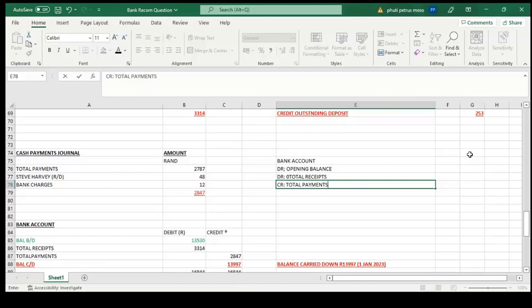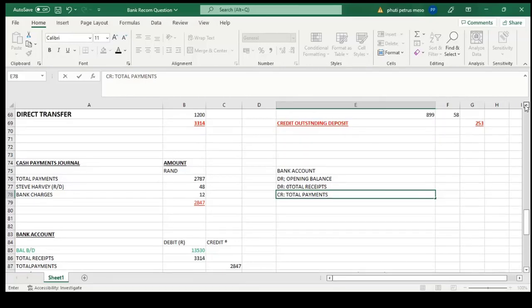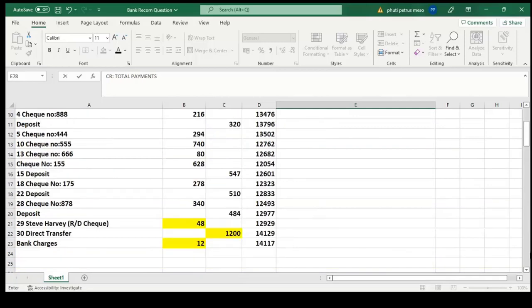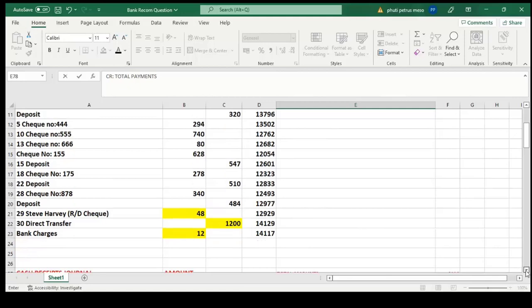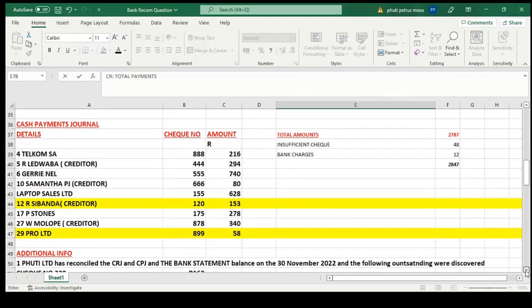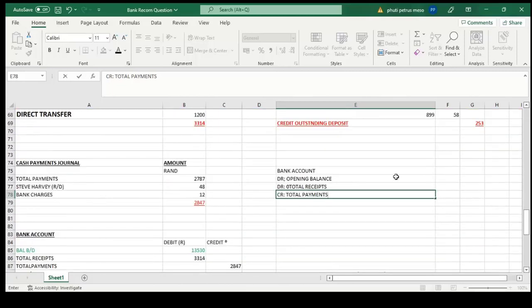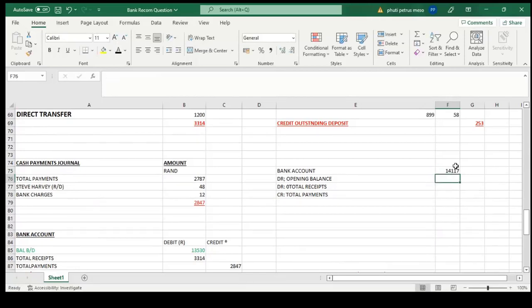So how much is the opening balance here? We go to the bank statement, right? Usually they will give you the amount, you just have to know the last balance on the bank statement. So it should be 14,117. Do we agree? Yes. Okay. Opening balance would be 14,117. Sorry, I think I made a mistake. I'm supposed to say 14,117.